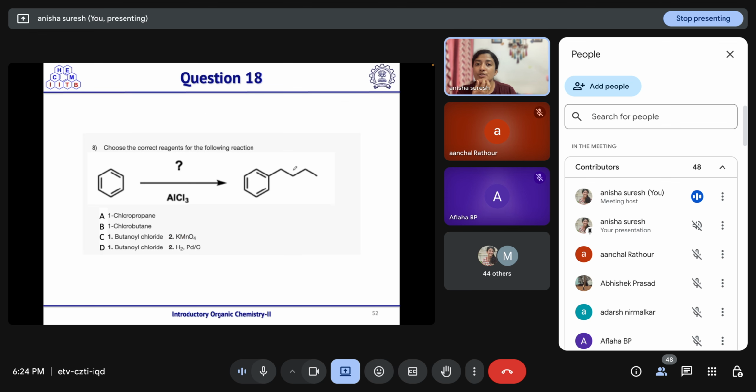Now coming to the next question. Choose the correct reagents for the following reaction. So on benzene, when we are treating with some reagent and AlCl3, we will be getting this as the final compound. So what are the correct reagents for that?